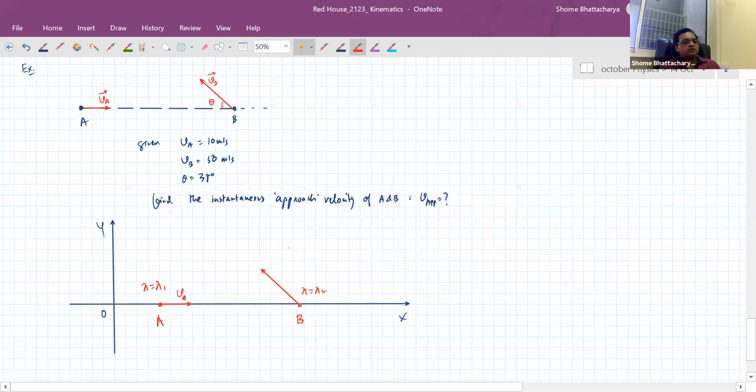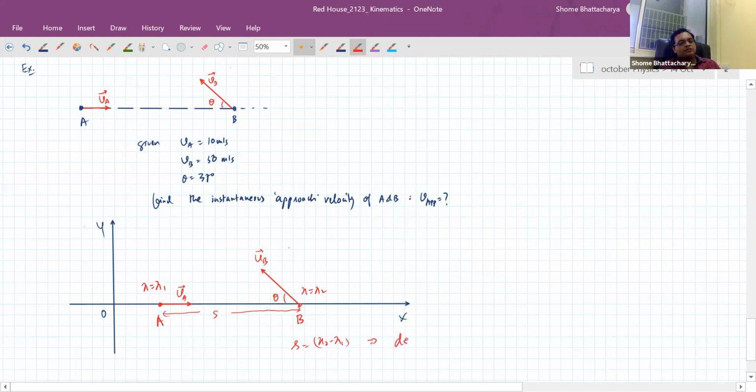So BA and BB are in these directions. Now, if I denote the distance between A and B as S, the instantaneous distance is S. So we can see that at this given instant of time, S is equal to how much? It is x2 minus x1.